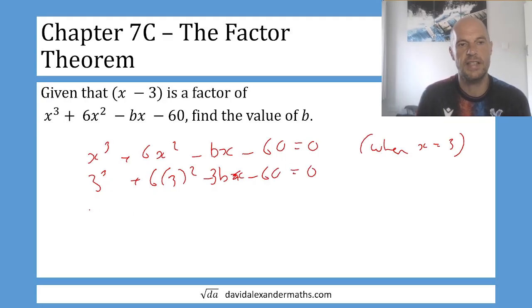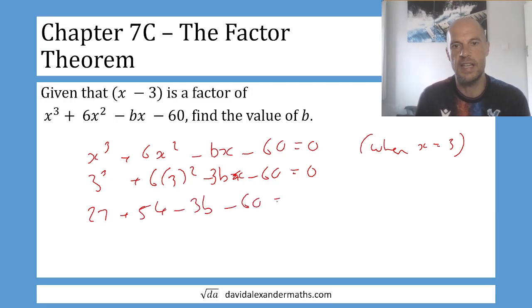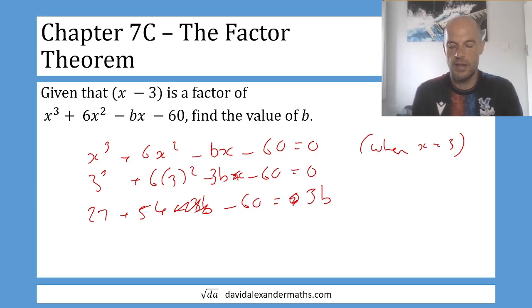So 3 cubed is 27, plus 54, minus 3b, minus 60 equals 0. So if I just move the minus 3b over to the other side, that's going to be plus 3b. So 27 plus 54 minus 60 is 21. So 3b is 21, therefore b is 7.